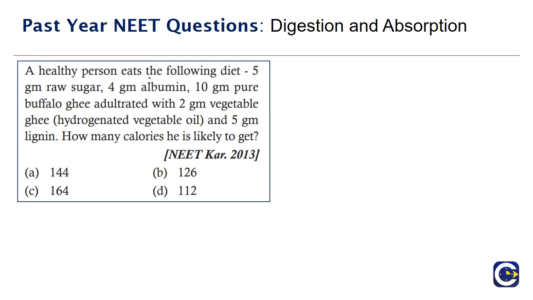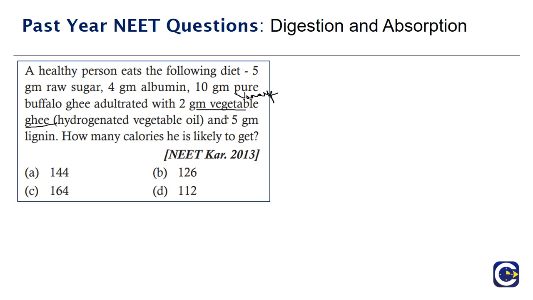A healthy person eats the following diet: 5 gram raw sugar, 4 gram albumin, 10 gram pure buffalo ghee adulterated with 2 gram vegetable ghee. So vegetable ghee is vanaspati. Okay, vanaspati, we need to know, unsaturated fat. And 5 gram lignin. How many calories is he likely to get?